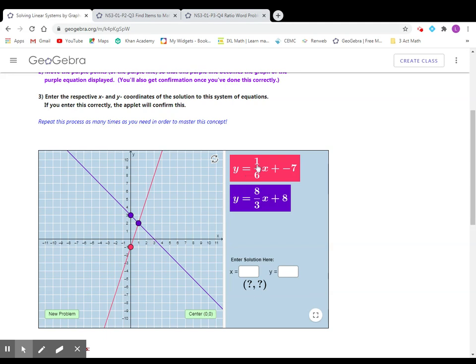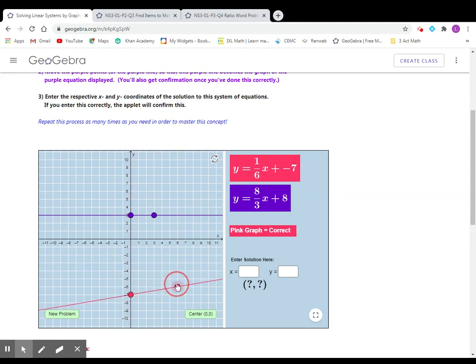Ooh, all right, so this one got real. For the pink one, we have y equals 1/6x plus negative 7. So now I need to move this down here to negative 7. Let me get the purple point out of the way. Pink one, I need to go up 1 over 6. So up 1 and then over 6 like that. Good. And then here I have plus 8 and my slope is 8 over 3.